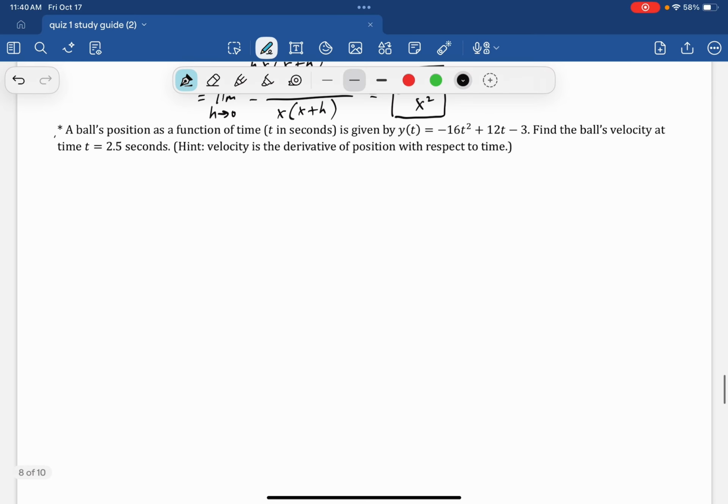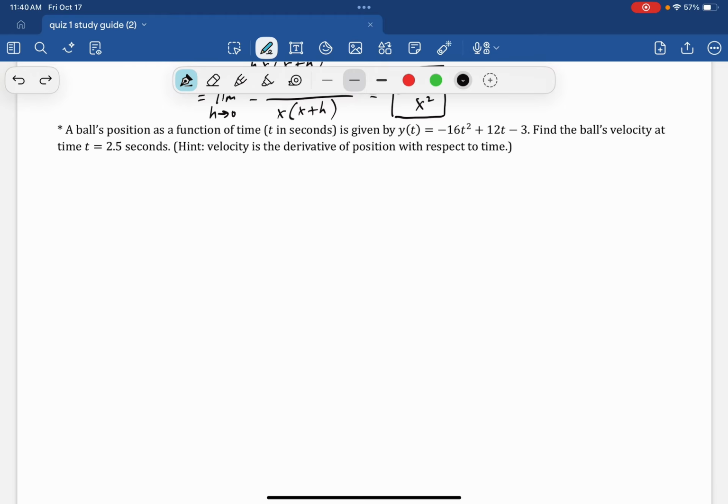Next question. Okay, there's a star here, so make sure you know how to do it. It looks totally different from what we've been learning, but actually it's exactly what we've been learning, because the velocity is the derivative of position with respect to time. And so if we're given position, this is physics, isn't it? If we're given position as a function of time, then to find the velocity, we're just going to take the derivative with respect to the variable t, which is time.